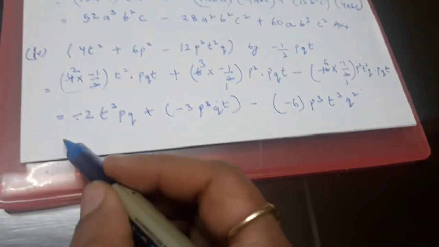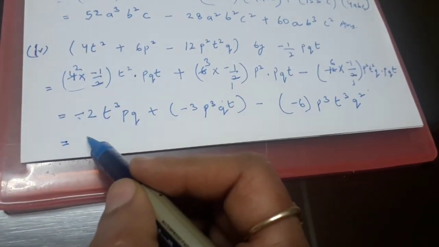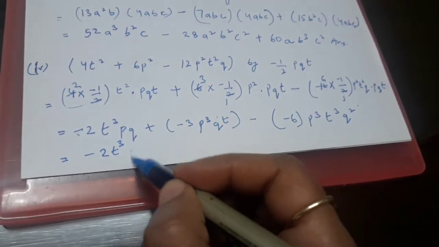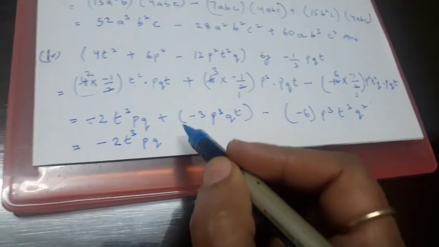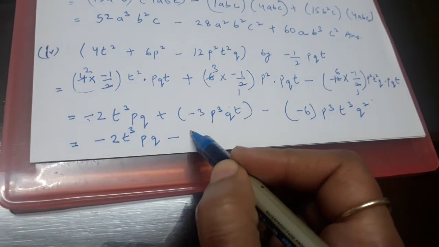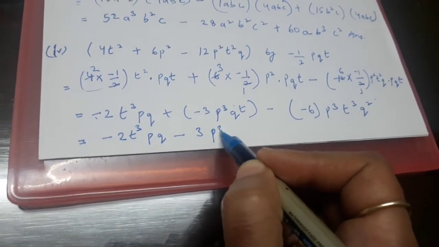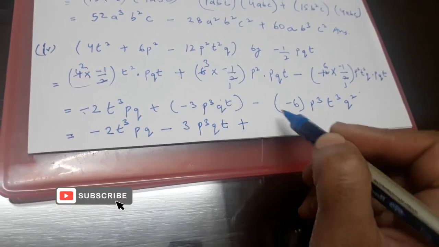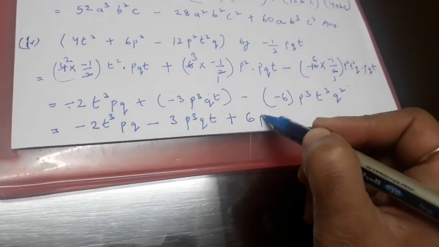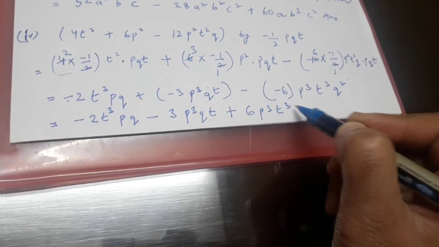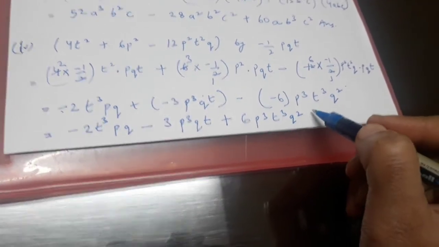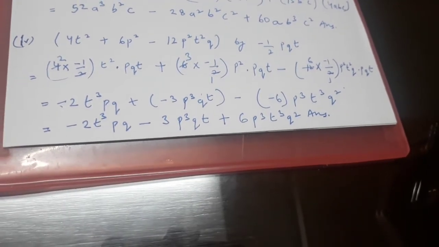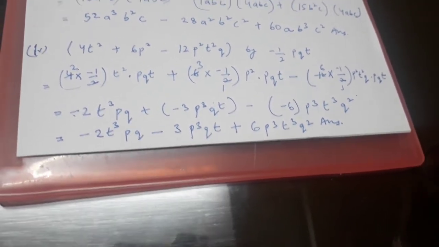Now open up the bracket. So what would be our answer? Minus 2 t cube p cube, plus minus will become minus only. Minus 3 p cube q t, and this minus and minus will turn into positive sign. So 6 p cube t cube q square will be our answer. Hope fourth part is clear.